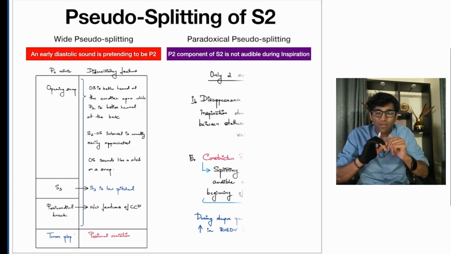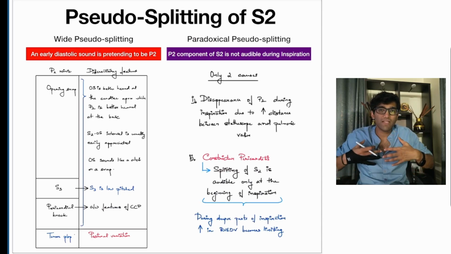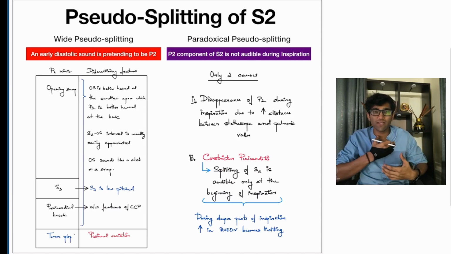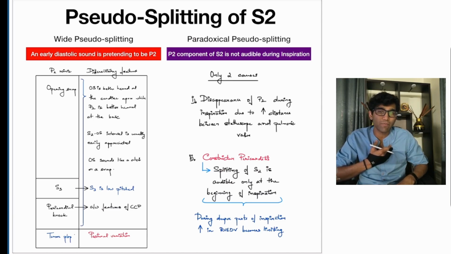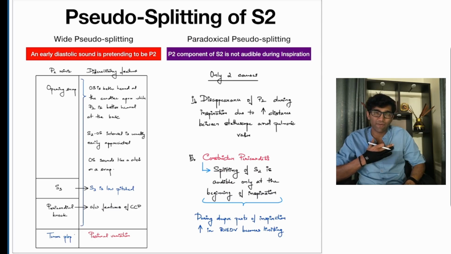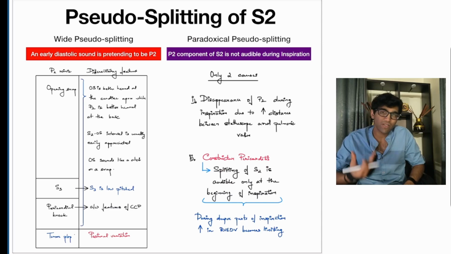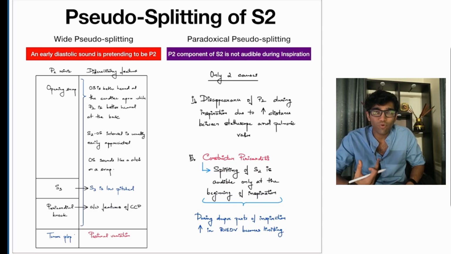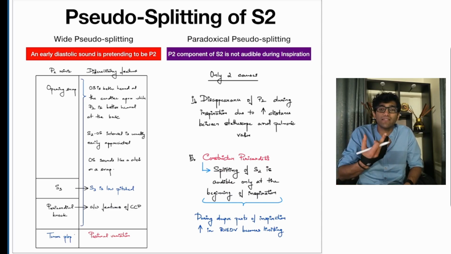This happens because during inspiration there is more air in the lungs. So there is more air between the point where the P2 component is being produced and where your steth is. In that situation you can have air tissue interfaces, and that causes a lot of that sound to get reflected back. So it doesn't reach your steth, and because of that, you don't hear P2. So what you hear during inspiration is a single sound.